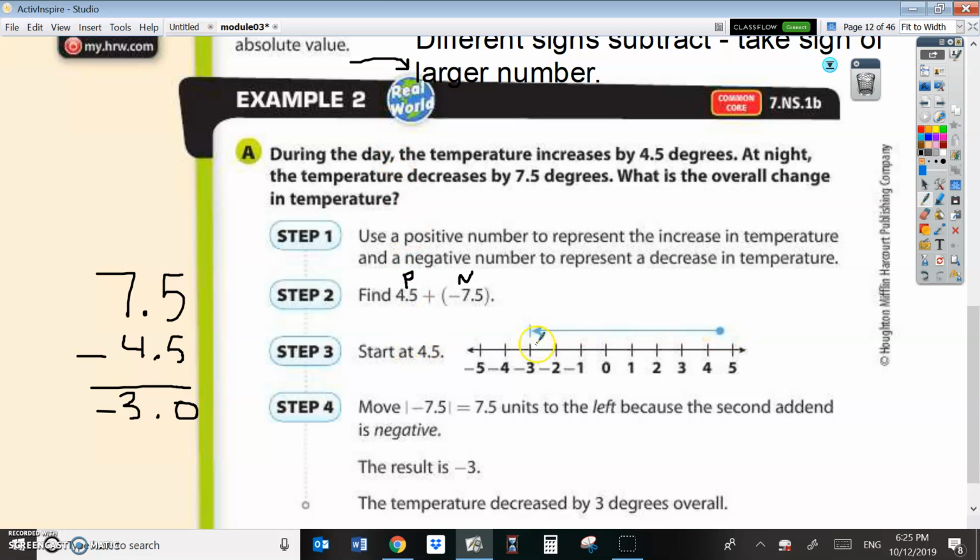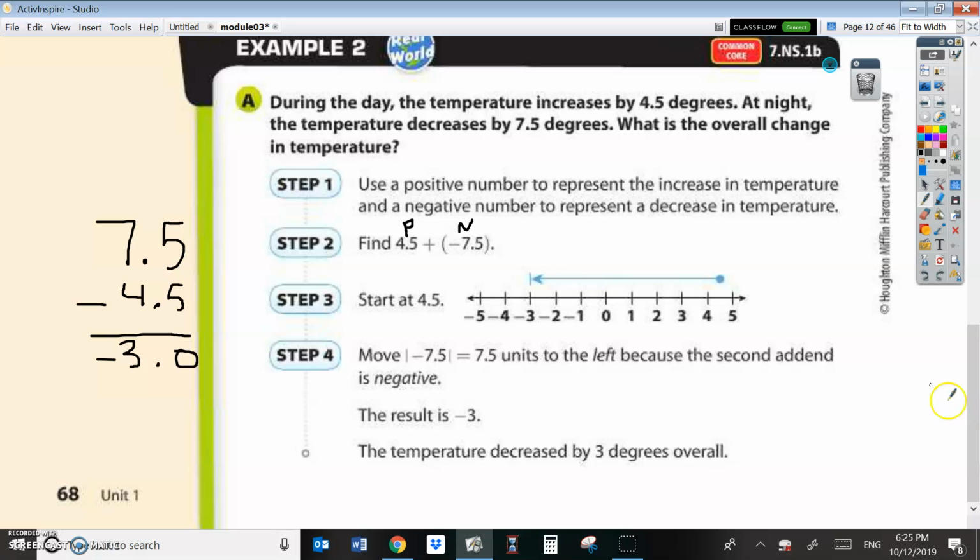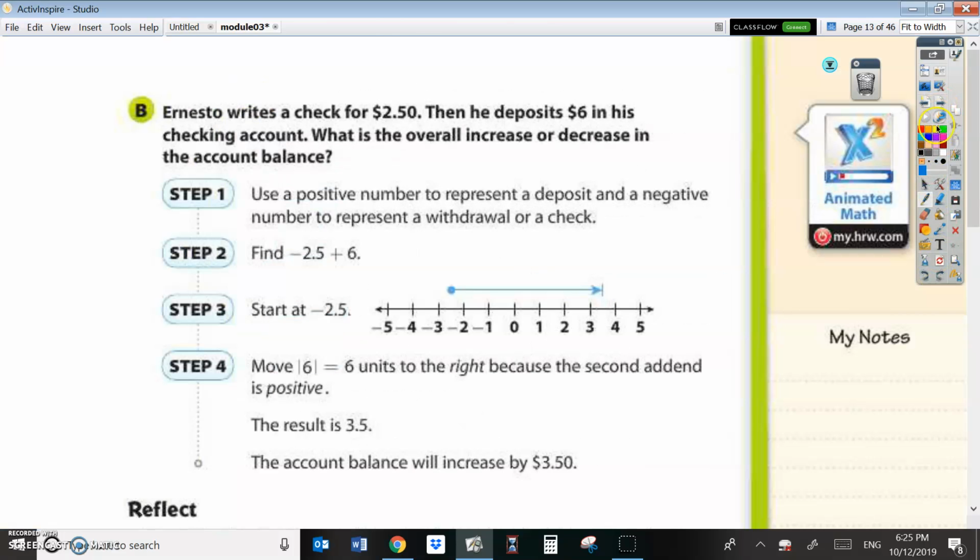So here's how they show it on a number line. Ernesto wrote a check for $250, then he deposits $6 in his checking account. So writing a check is negative. Deposits is positive. So it's different signs subtract. Take the sign of the larger number, then you'll be exact.